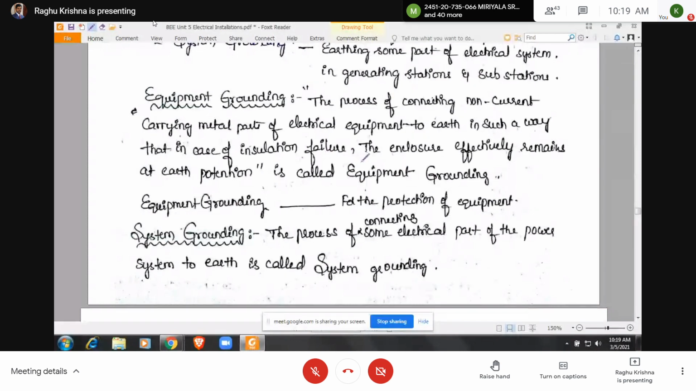Failure. Okay, the enclosure effectively remains at earth potential, and this type of grounding is called equipment grounding.